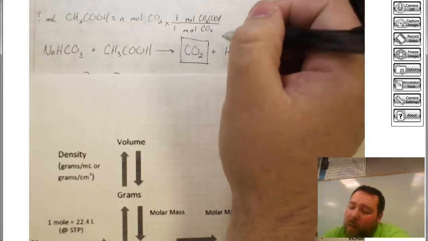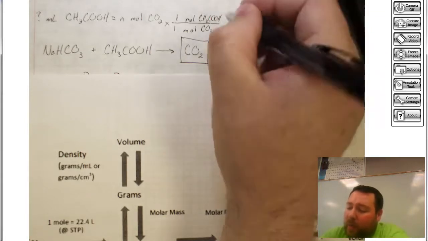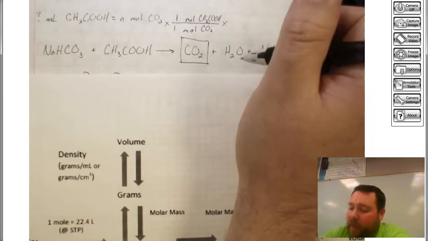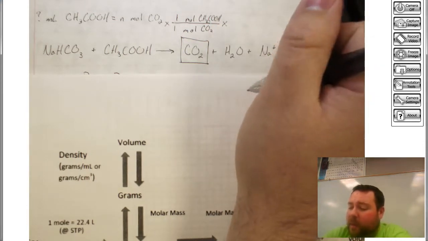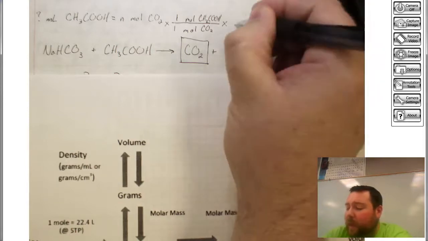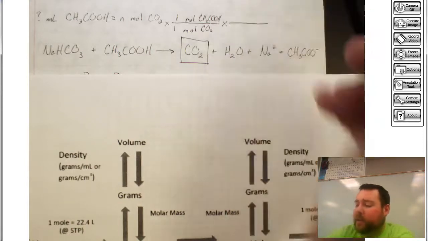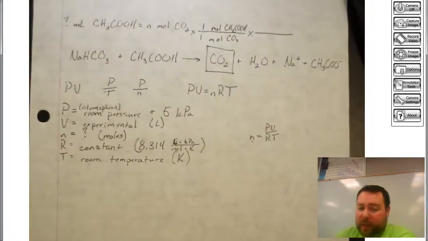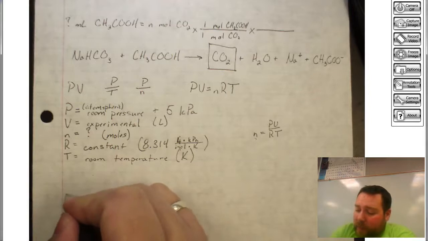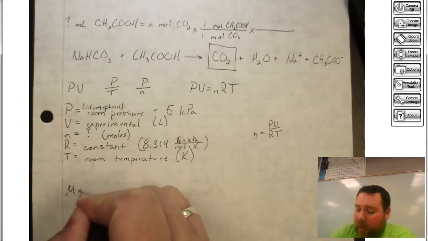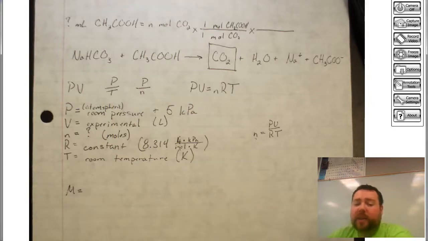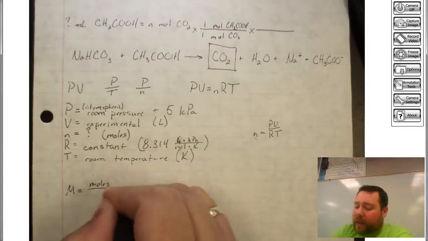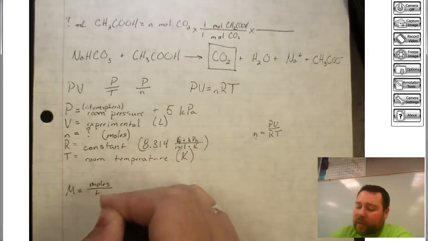But I don't want it to be in moles. I want it to be in milliliters. Last time we were converting to grams. Now we want to convert into milliliters, and that becomes a little bit more of an issue. Just as a repeat from last week, molarity is a measurement of concentration, and molarity is moles divided by liters.